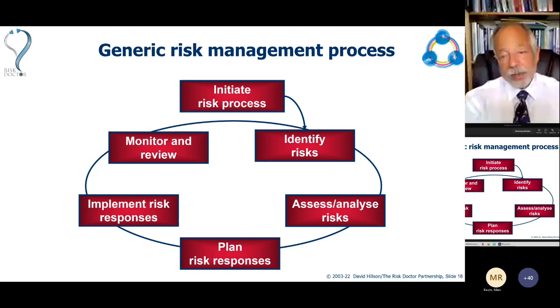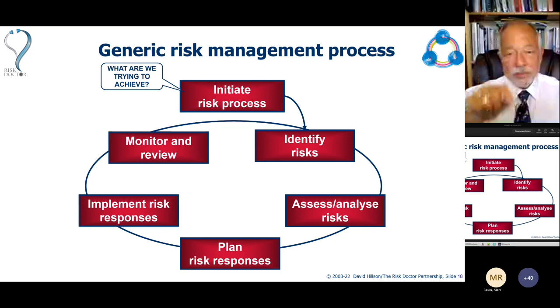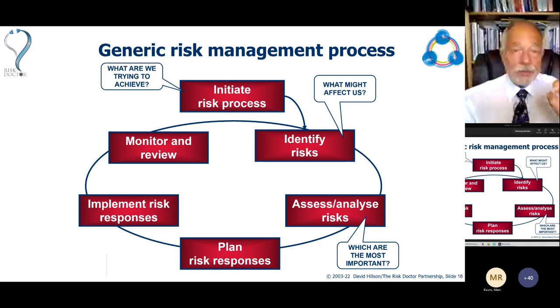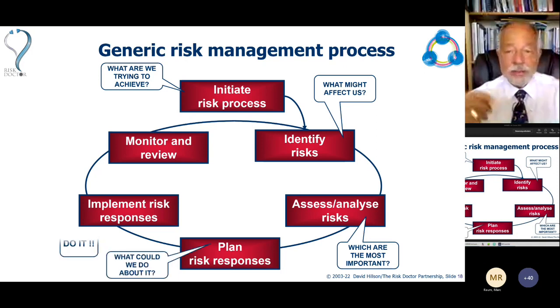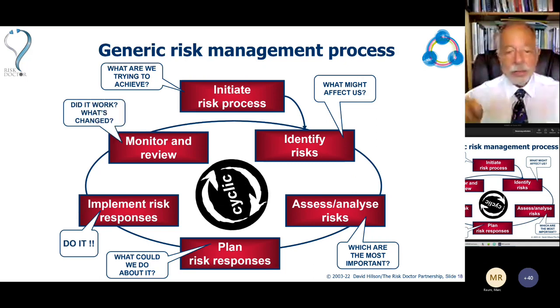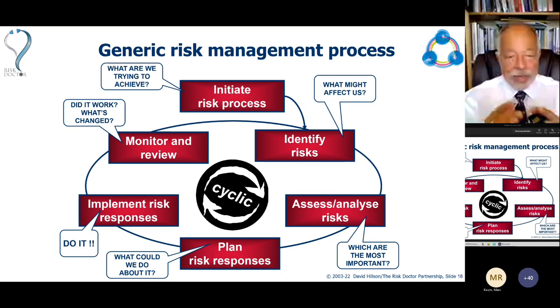Here's a simple risk management process that looks a little bit like what PMI had in the PMBOK guide recently. And each of these steps in the process relates to one of the questions. As we ask, what are we trying to achieve? That's our process initiation step, defining scope and objectives. We identify the risks by asking what could affect us. And we assess or prioritize them by saying which of these are most important. Then we plan our risk responses to decide what we could do. We implement the risk responses to do that. And then in our monitor and review step, we see if it worked and ask ourselves what's changed. And it's a cyclic process where we go round again.